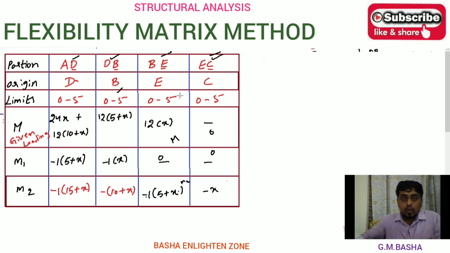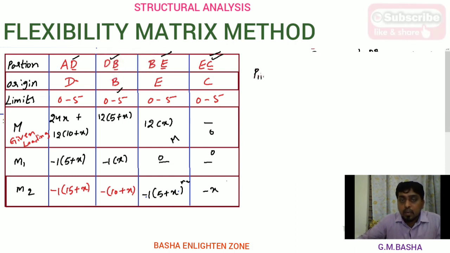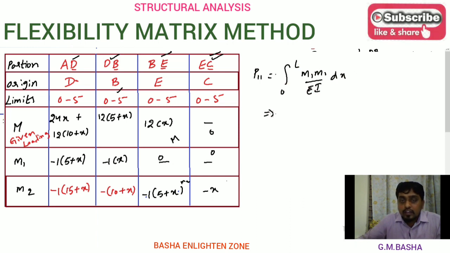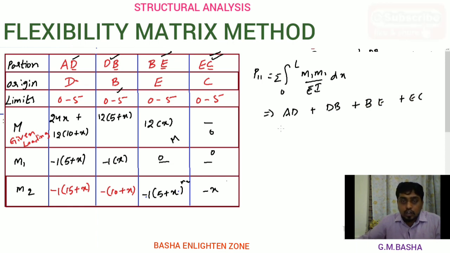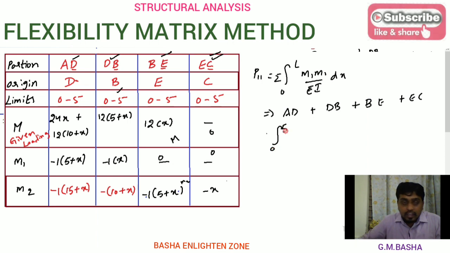See here, while talking about the flexibility matrices, P11 will be equal to the integral from 0 to L of M1 squared by EI dx. Again, this is in the form of a summation. You can add all the portions AD plus DB plus BE plus EC. For the AD portion, 0 to 5, M1 means 5 plus x, so M1 squared is 5 plus x whole square. Here I am taking 1 by I common outside for all these things, into dx.